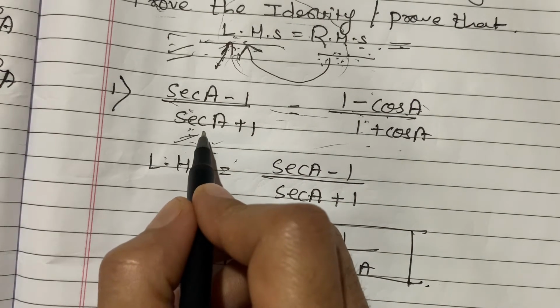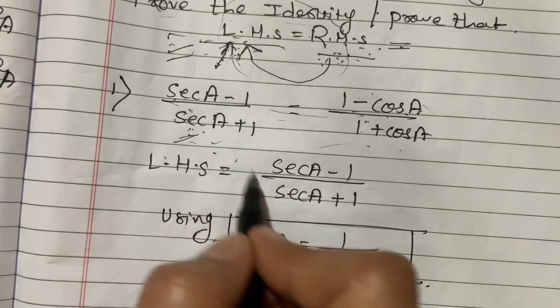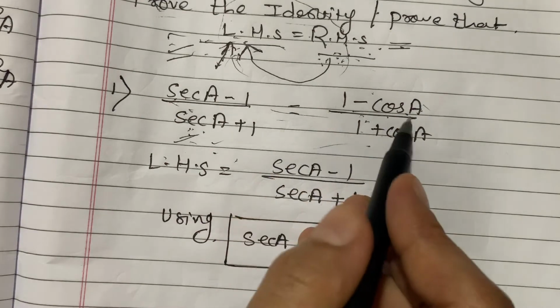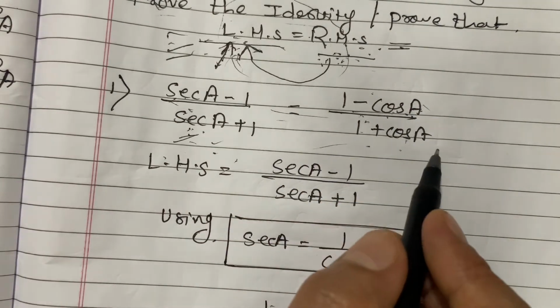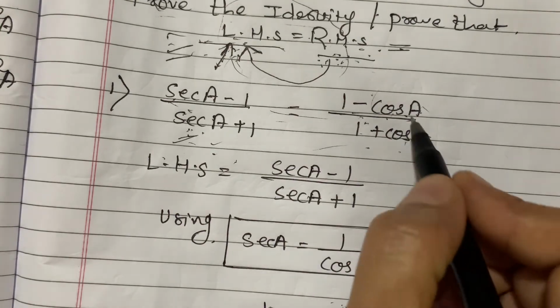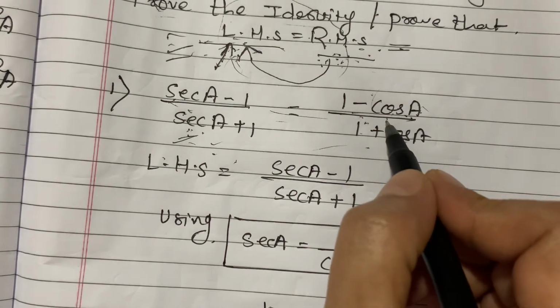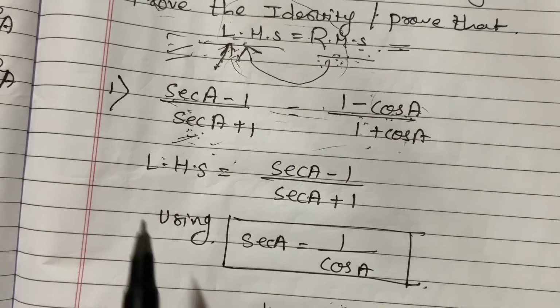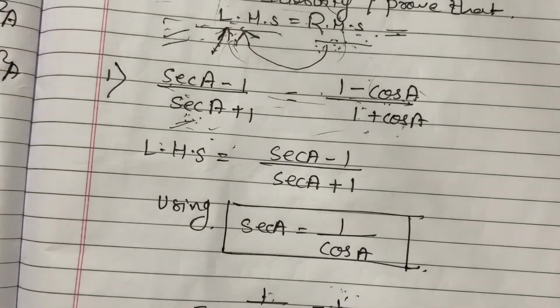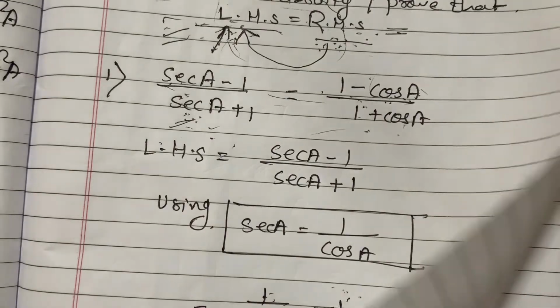So sec is complicated because sec can be converted into 1 upon cos. But cos is the basic trigonometric ratio. So that's why we will not take RHS, but we'll take LHS and we'll start with that. Now we'll see the second example.